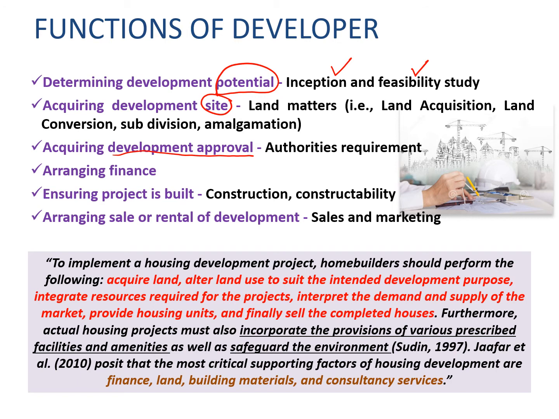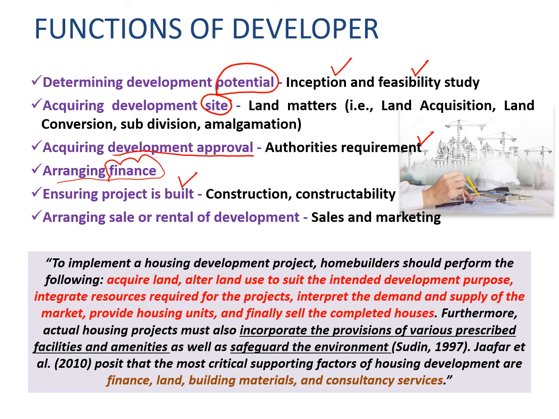So this one, we need to follow what are the authorities' requirements. Alright. When we got the approval, we need to find or arrange for the money, finance. Okay, so this one, there are various ways. Maybe you want to borrow from the bank, or maybe you want to JV with some investors. Yeah, so there are various ways. And then when you manage to secure finance, you must ensure the project is built.